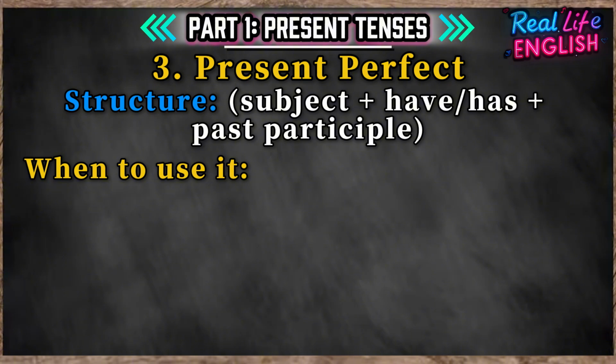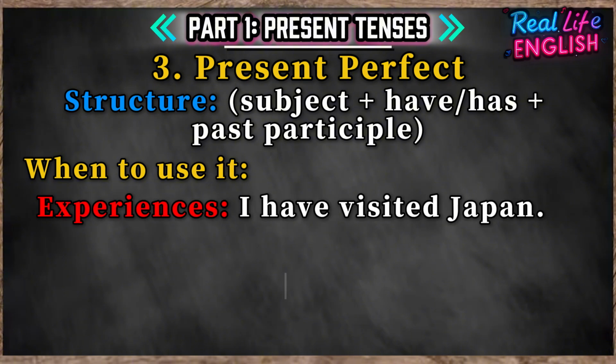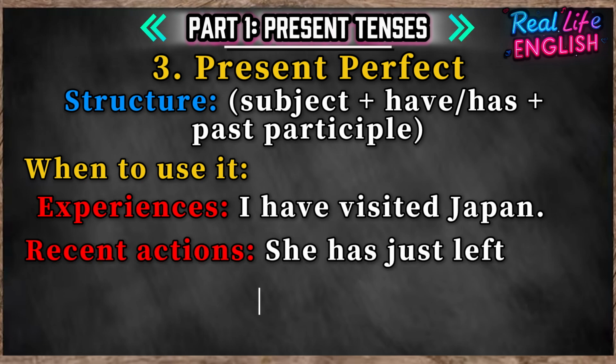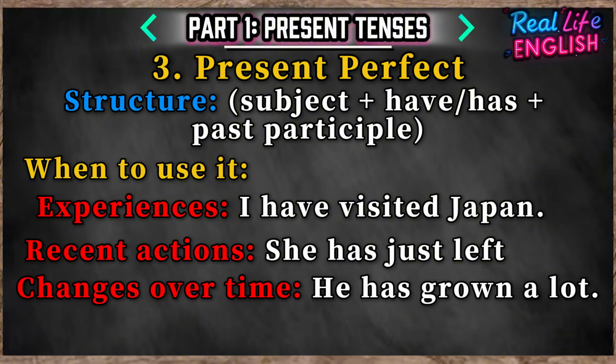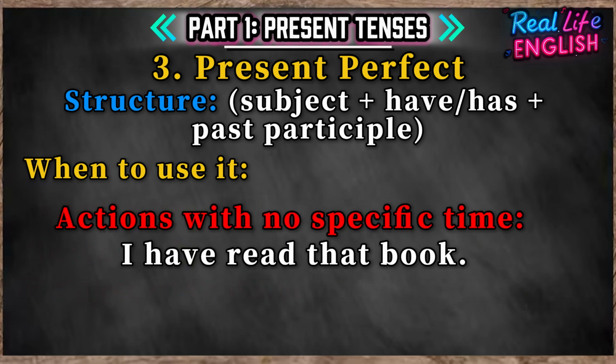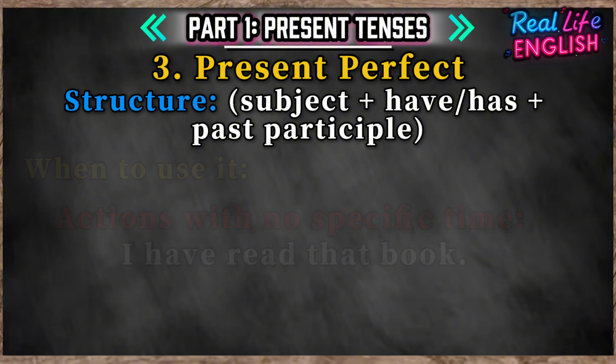When to use it? Experiences. I have visited Japan. Recent actions. She has just left. Changes over time. He has grown a lot. Actions with no specific time. I have read that book.